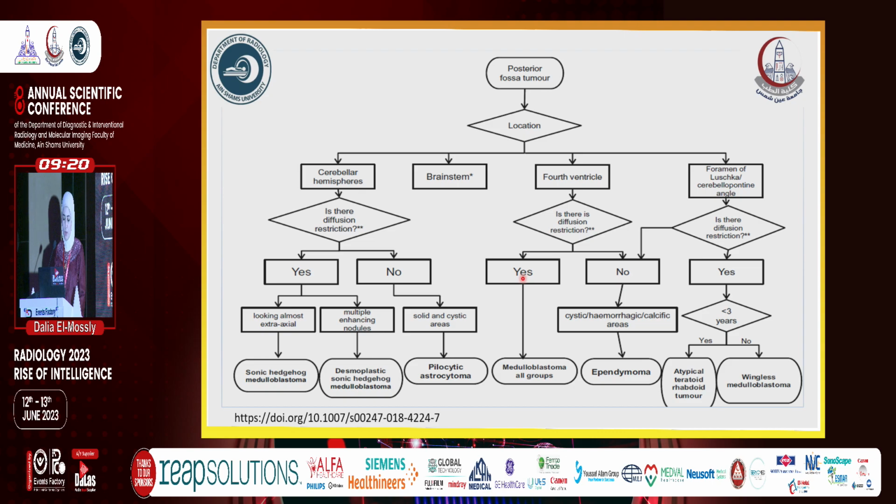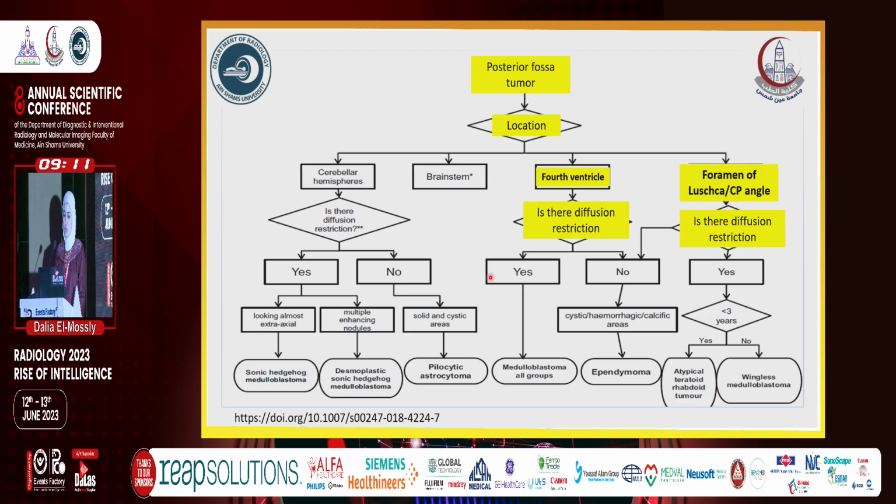So our scheme: posterior fossa tumor, look at the location, fourth ventricle, and foramen of Luschka and Magendie. So is there diffusion restriction? No. Cystic changes, hemorrhagic changes, calcification, so it's an ependymoma.